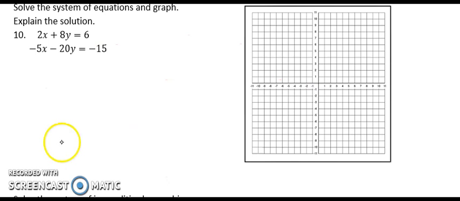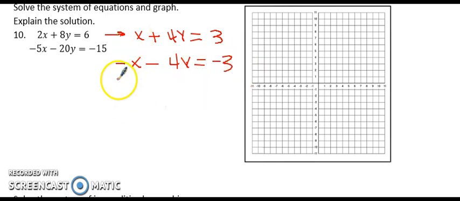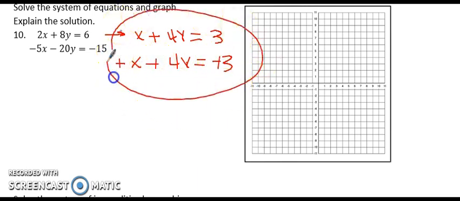There's one more thing I'd like to point out. At our start here, if I were to divide this equation by a 2, I would end up with x plus 4y equals 3. And if I were to divide this one by a 5, I see each term is divisible by 5 here. I would end up with minus x minus 4y equals minus 3. And we can see here that they're almost the same equation. If I were to multiply the bottom by a negative, we would have the same exact equation. And we can clearly see that one line will be right on top of the other. Coinciding lines is what we call this.